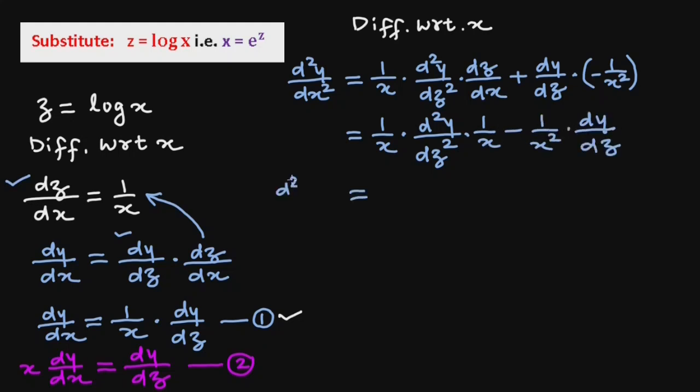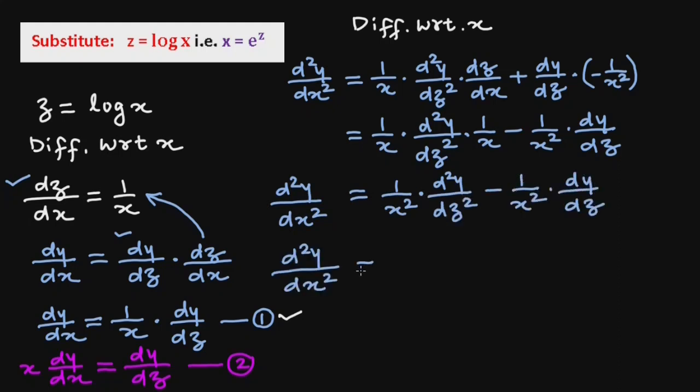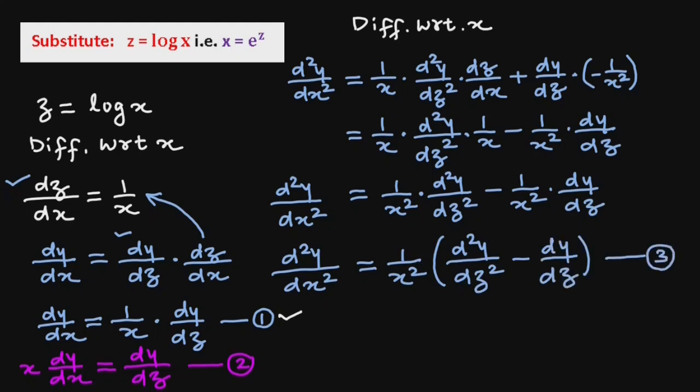This will be d2y upon dx square equals 1 upon x square d2y upon dz square minus 1 upon x square into dy by dz, which will be 1 upon x square d2y upon dz square minus dy by dz. We name this 3 and rewrite it as x square into d2y upon dx square equals d2y upon dz square minus dy by dz.